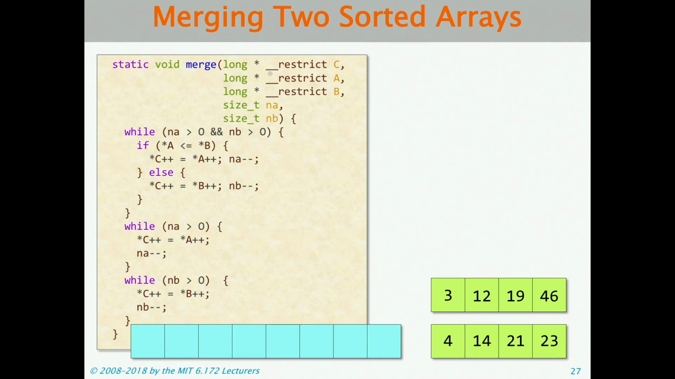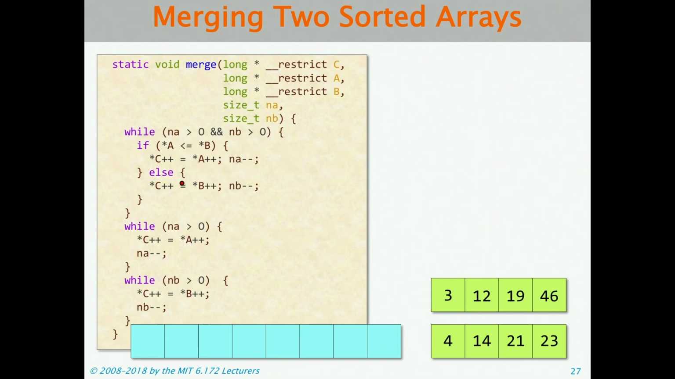Okay, so now let's look at this procedure here. While the sizes of A and B are non-zero, we're going to go into this if-else clause, and we're going to check if the element pointed to by A is less than or equal to the element pointed to by B. And if so, we're going to store the element pointed to by A into C, and then we're going to increment both the C and the A pointers. And then we're going to decrement NA. This tells us that there's one less element in A that we need to merge in now.